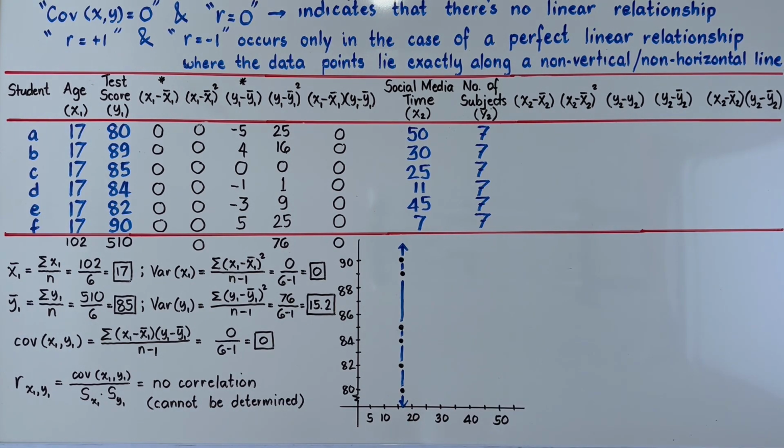And what kind of straight line? It's a vertical line. So even if the points fall on a straight line, it does not guarantee that there is a relationship, because in this case, all the data points fall on a single straight line, but there is no relationship because one variable, in this case x sub 1, which is the age, is constant here.